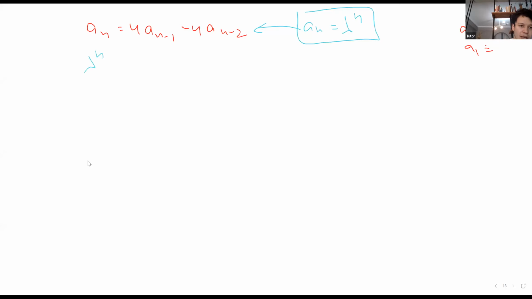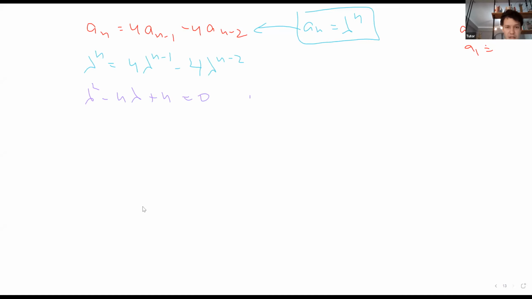Well, I would get lambda to the n is equal to 4 lambda to the n minus 1 minus 4 lambda to the n minus 2. If I were to simplify by lambda to the n minus 2, what would I get? I would just get lambda squared minus 4 lambda plus 4 equals 0, right?